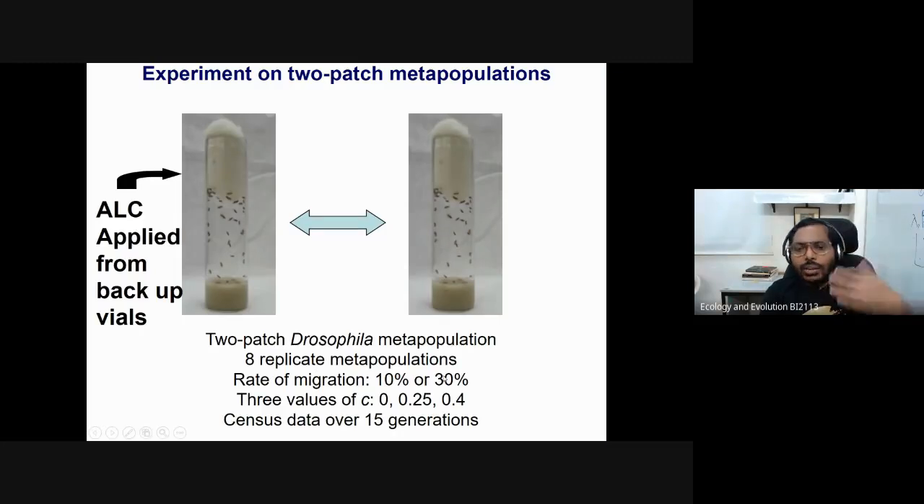There is a historical reason for this, because experimentally we had shown that when the migration rate is 10%, the metapopulation becomes very stable. The amplitude of fluctuation in the population size becomes low. Whereas when the migration rate is 30%, the amplitude of fluctuation in population size at the metapopulation level becomes very, very high. So 10% is a stable metapopulation. This is a relatively unstable metapopulation.